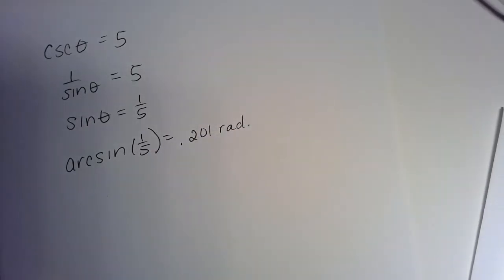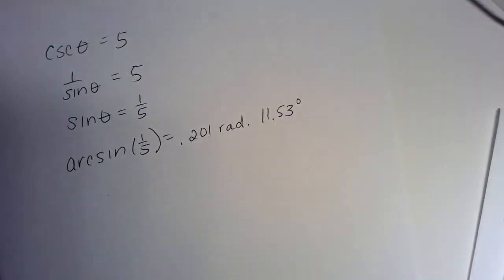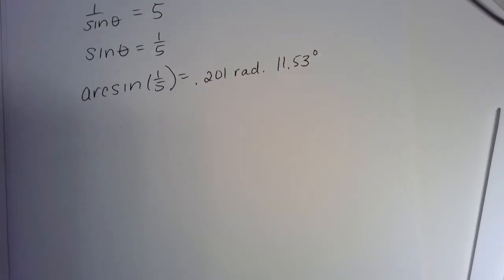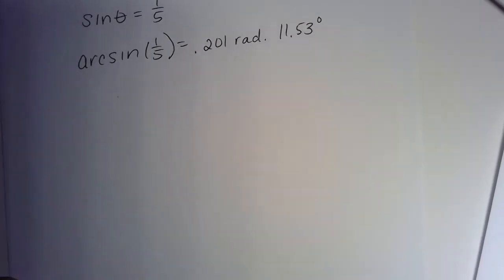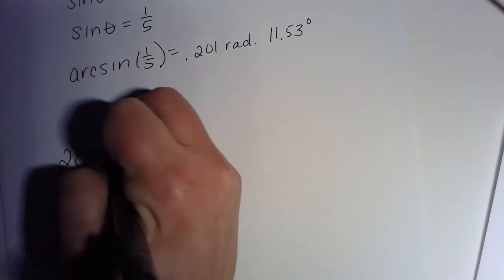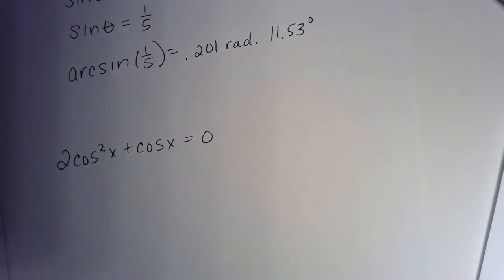If I was desperate to know in degrees, it's 11.53 degrees. All right, so let's move up a little bit in difficulty. I have 2 cosine squared of x plus the cosine of x equals 0.